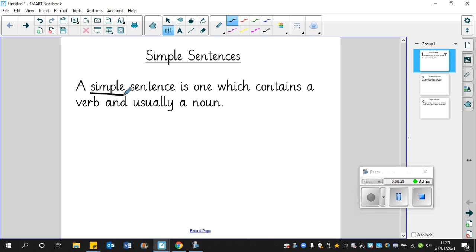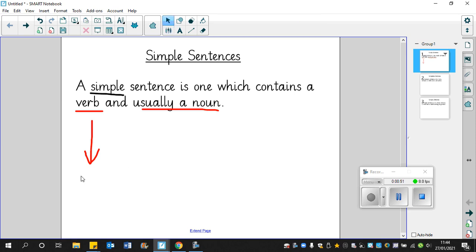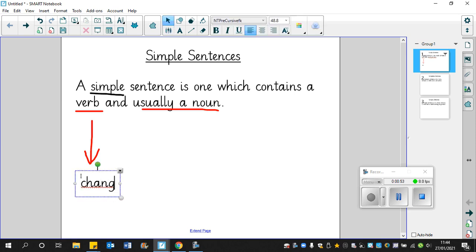Let's start off with a simple sentence. So a simple sentence is one which contains a verb and usually a noun. It doesn't have to contain a noun, but usually it will contain a noun. So remember, let's try and think about what each of these things are. A verb is, now some of you will be saying it's a doing word or it's an action word or something like that, but really you ought to say a verb is something where you can change the tense.